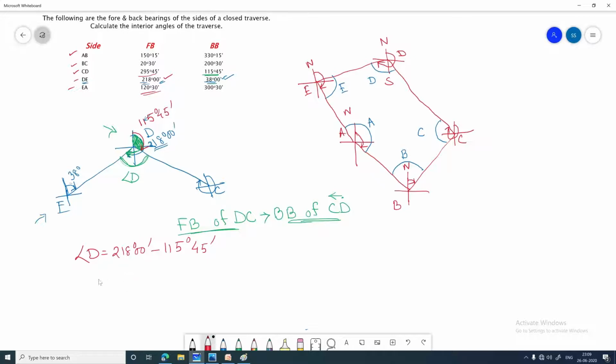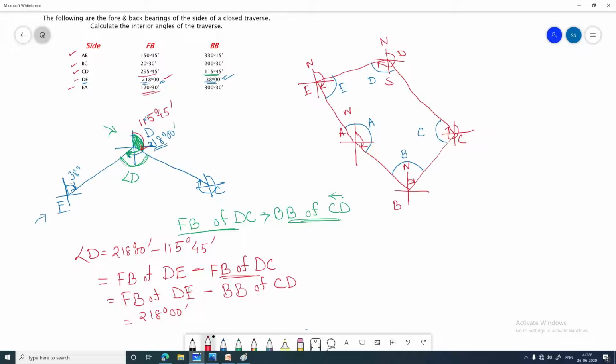How can we determine it? Look, another process that you may follow is that it is nothing but the forward bearing of DE minus forward bearing of DC. Now in place of forward bearing of DC, you can write back bearing of CD, it is the same. Now the forward bearing of DE is given, 218 degrees.